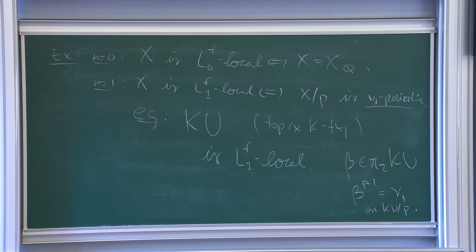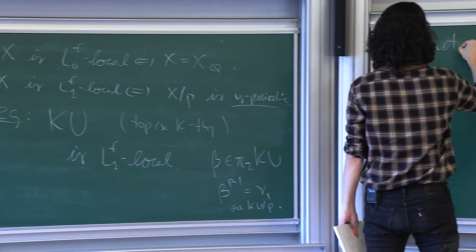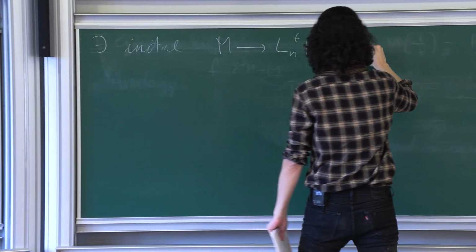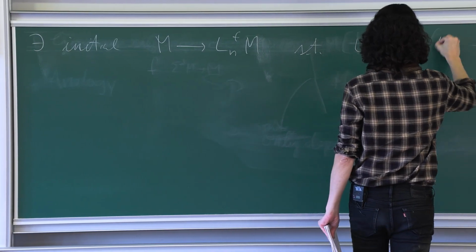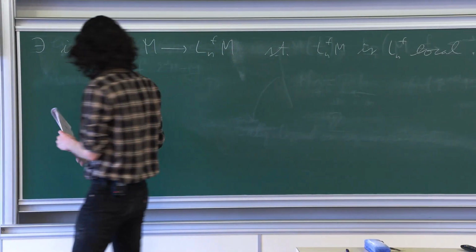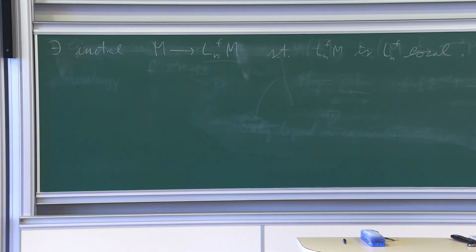So this is kind of like living over a Zariski open subset. There's an operation of localizing to this subset. There exists an initial map M to LnF M such that LnF M is LnF local. And how would you calculate this thing in terms of P, V1, up to Vn?